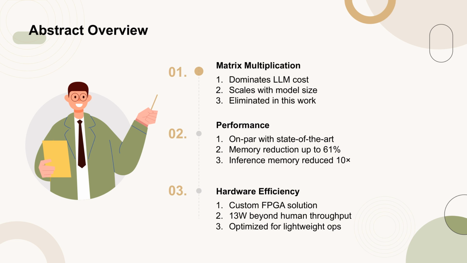The authors also implement a GPU-efficient model that reduces training memory by up to 61% and can decrease inference memory by more than 10 times compared to unoptimized models. To further enhance efficiency, they develop a custom hardware solution on an FPGA, achieving processing at 13W beyond human-readable throughput, which brings LLMs closer to brain-like efficiency. This research not only showcases the potential for simplifying LLMs, but also suggests the types of operations future accelerators should optimize for in the next generation of lightweight LLMs.